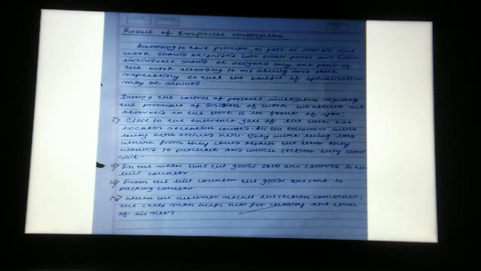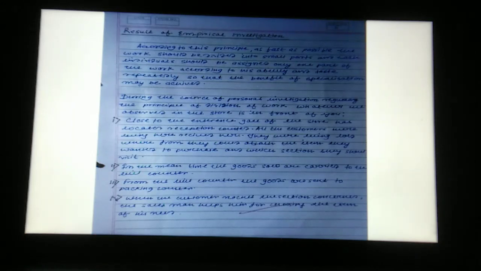Then it comes the result of empirical investigation. This is very important. Now in this result of empirical investigation, what you have to do, as you have visited the shopping mall or any of the outlets, like KFC or McDonald's, which you have visited.